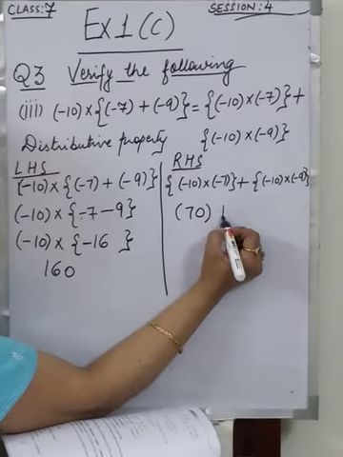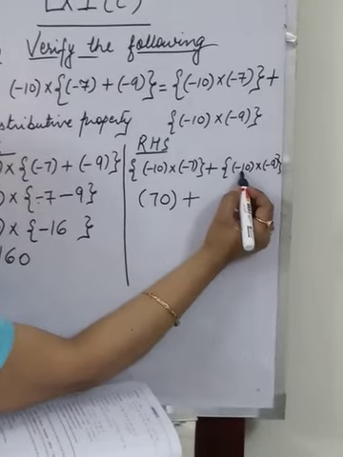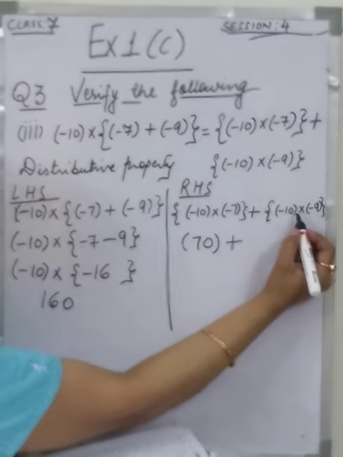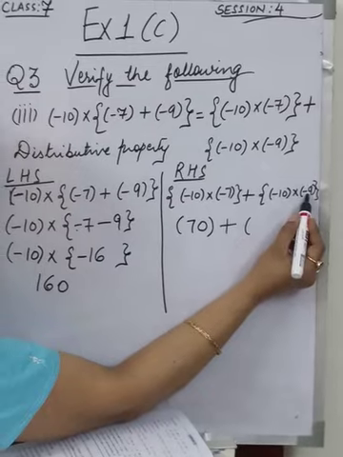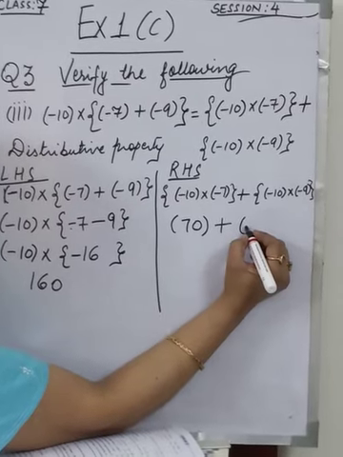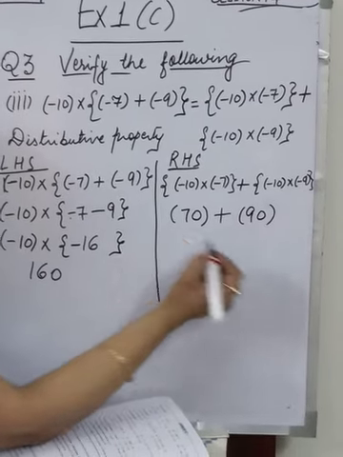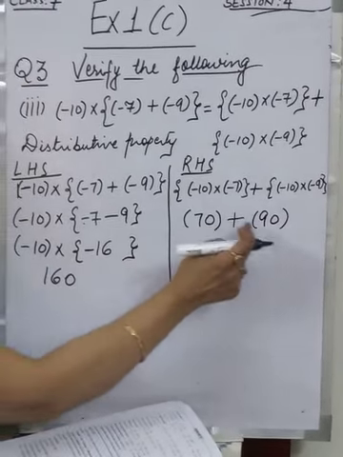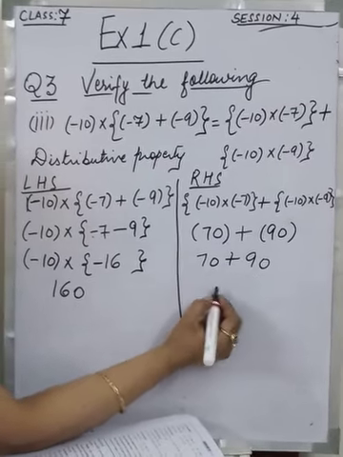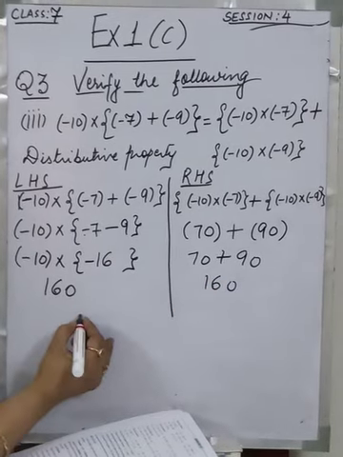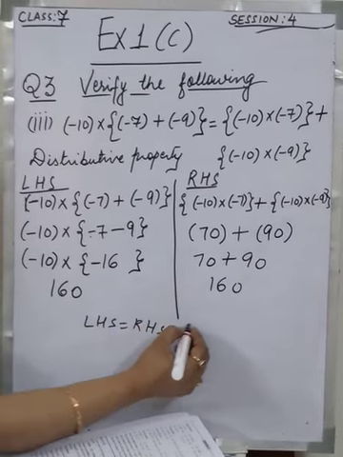Then we have a positive sign between two brackets. I write the positive sign. Minus 10 into minus 9: firstly put the sign, then you multiply the numbers. Negative sign 2 times, that is even times, the sign is going to become positive, and 10 nines is 90. 70 plus 90, we open the bracket, we add the numbers, what do we get? 160. We find LHS and RHS are equal, hence verified.